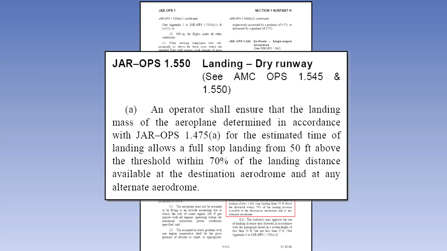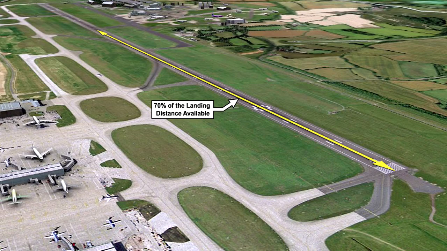JAR OPS 1 states that an operator must ensure that the landing mass of the aeroplane for the estimated time of arrival allows a full stop landing from 50 feet above the threshold within 70% of the landing distance available at the destination aerodrome and at any alternate aerodrome. This means that the aeroplane must be able to land within 70% of the landing distance available. To help clarify this, let us work through an example.